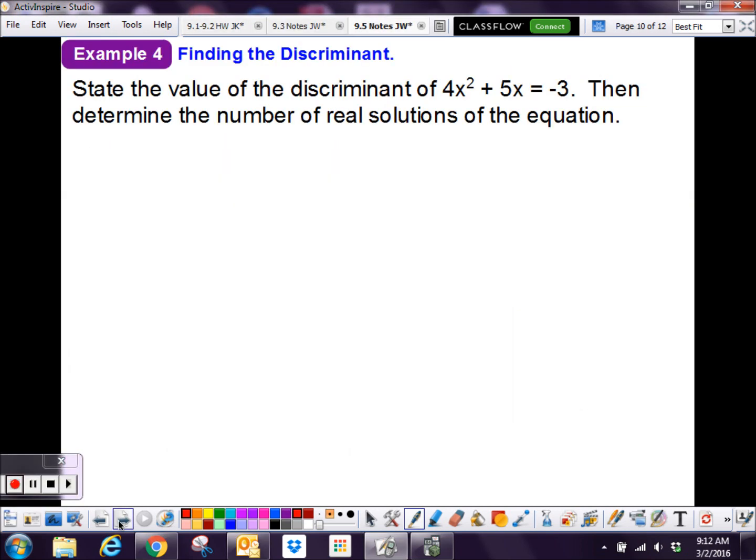Okay, so now we're going to look at a few quadratic functions, and we're going to decide how many solutions they have. So we are going to find the discriminant of 4x squared plus 5x equals -3. Okay, so remember here, we got to get this equal to 0 before we do anything. So I'm going to add that 3 to both sides. That gets me 4x squared plus 5x plus 3 equal to 0. Okay, I'm going to go ahead and label my A, B, and C.